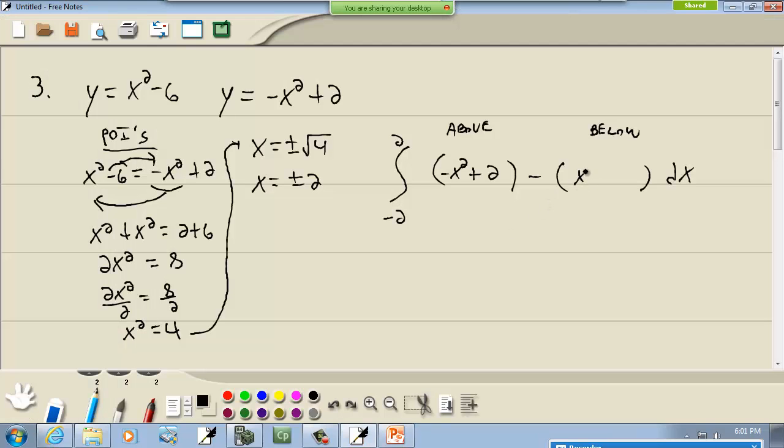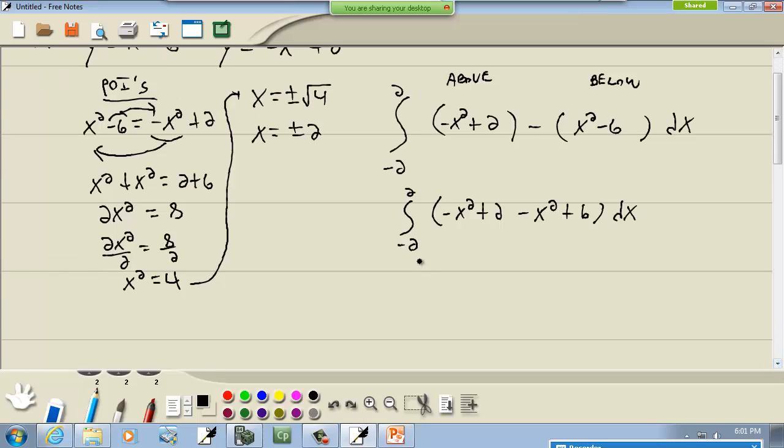So that goes, what did I say, minus 6? Yeah, right there. We'll do a little bit of simplifying. So this gives us negative x squared plus 2 minus x squared plus 6 dx. Negative x squared minus x squared is negative 2x squared. 2 plus 6 gives us 8. And that would be our setup.